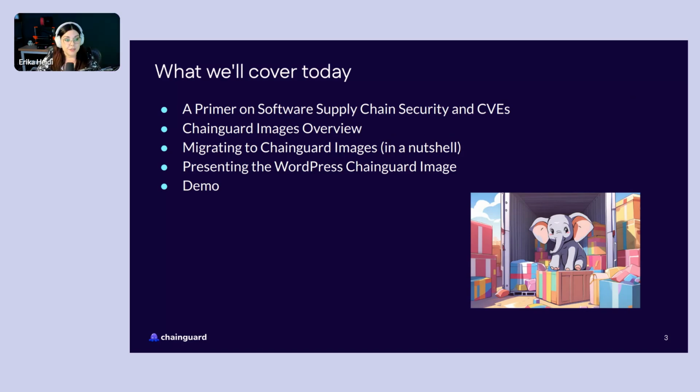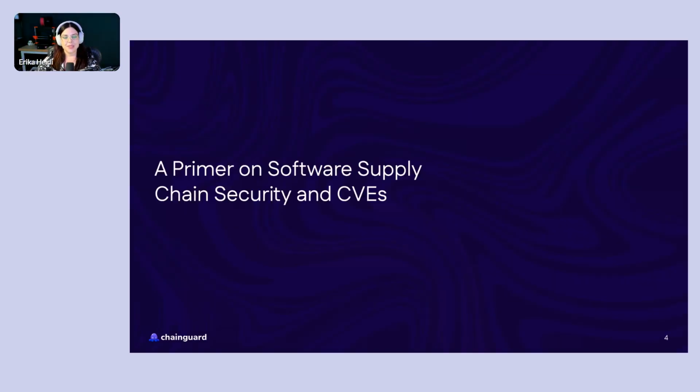So what we will cover today. We'll start with a primer on software supply chain security and CVEs. Then I will give an overview of Chainguard images and then about migrating to Chainguard images, in a nutshell, quickly. And then I will present the Chainguard WordPress image, and then we will see a demo. Okay, so let's start with a primer on software supply chain security and CVEs.